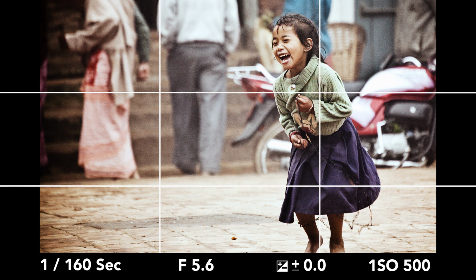Why? Because she is looking from camera right to camera left, and I've got a lot of space on the camera left side. Now let's have a look at some adventure pictures as to how we can use rule of thirds in adventure as well.